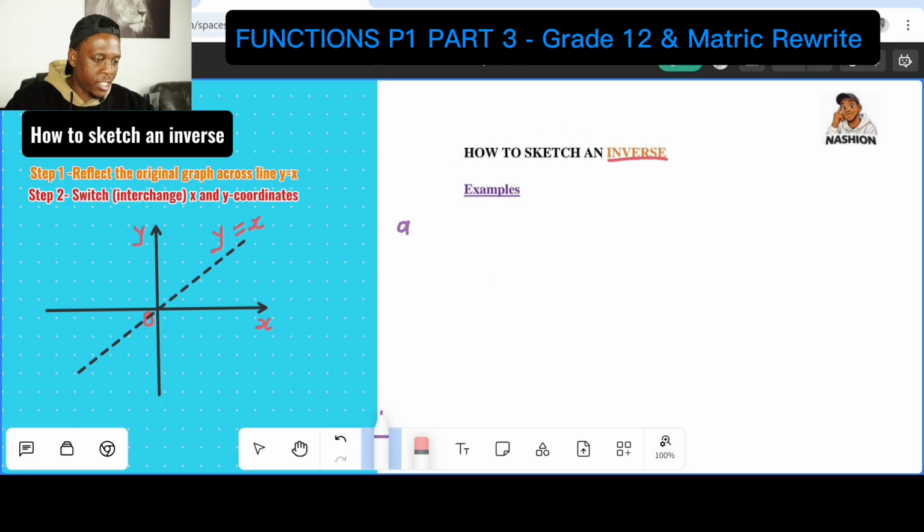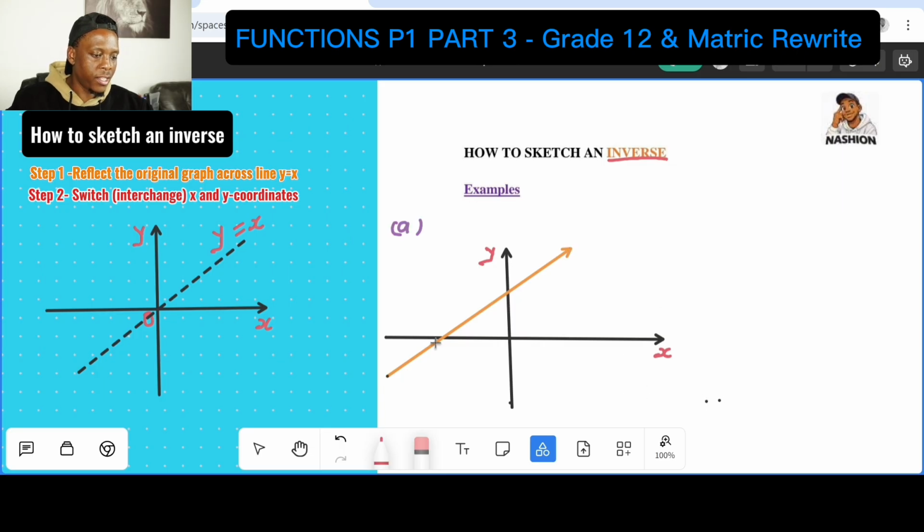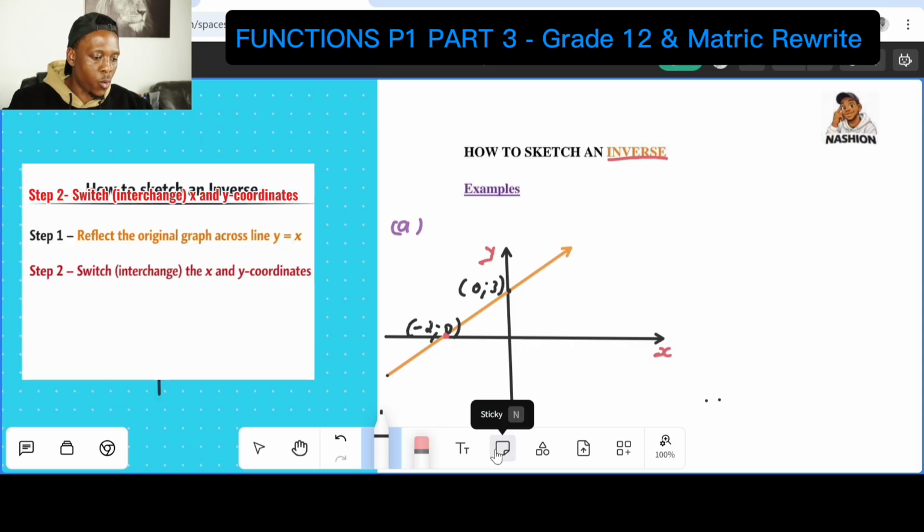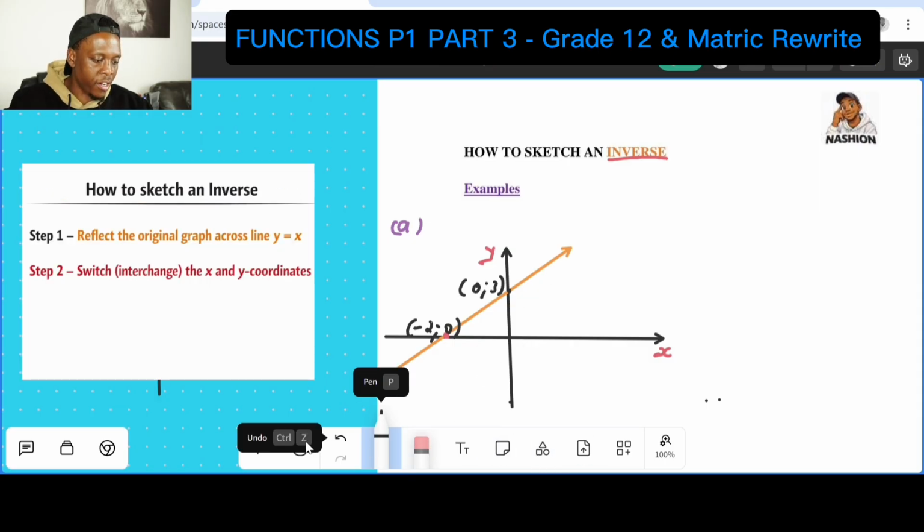Let's start easy with our first example, the inverse of a linear function. This is our linear function, the orange graph. The x-intercept, let's make it (-2, 0). The y-intercept, let's make it (0, 3). So we are going to reflect this graph across line y = x to get the inverse.